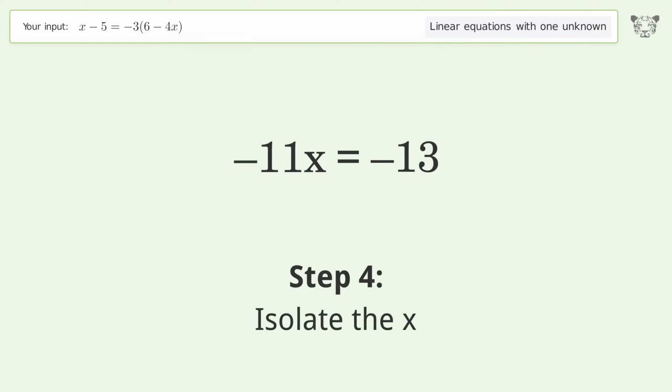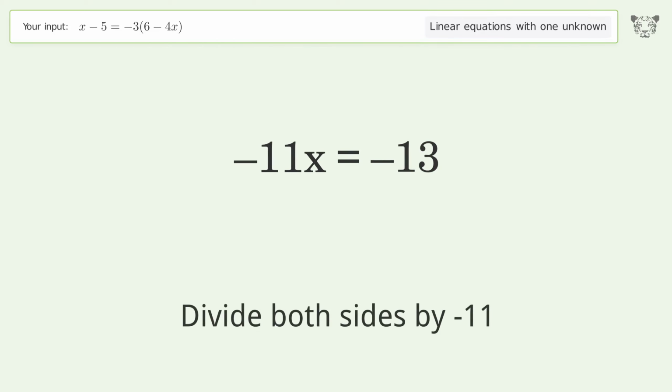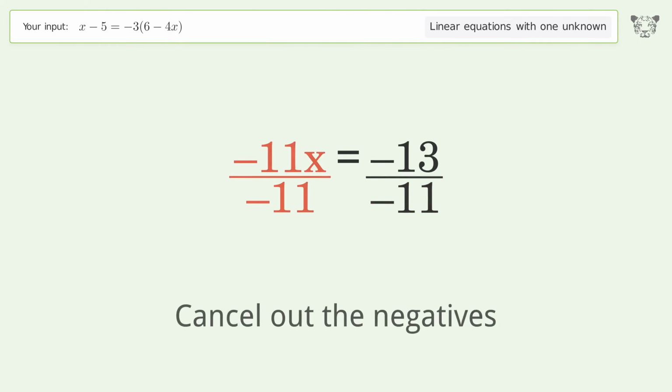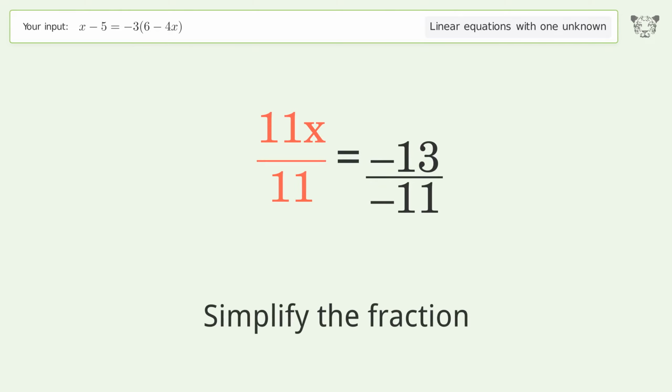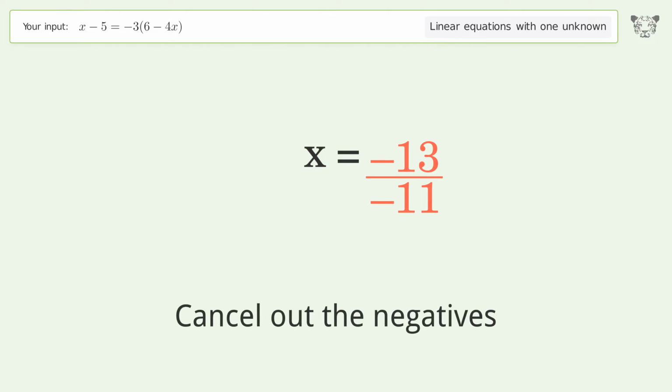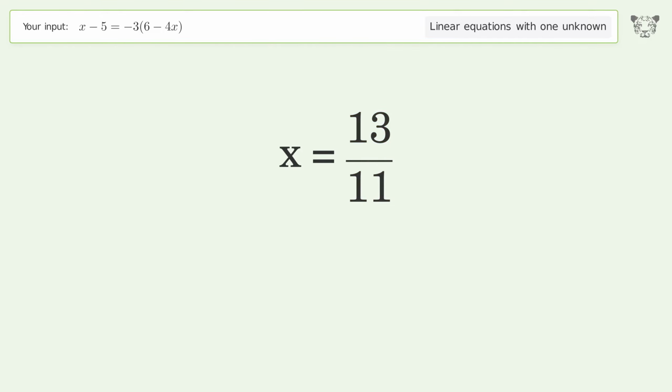Isolate the x. Divide both sides by -11. Cancel out the negatives. Simplify the fraction. Cancel out the negatives. And so the final result is x equals 13/11.